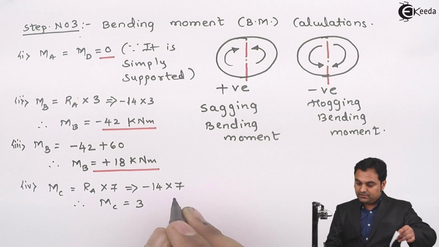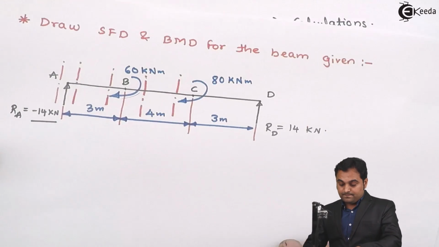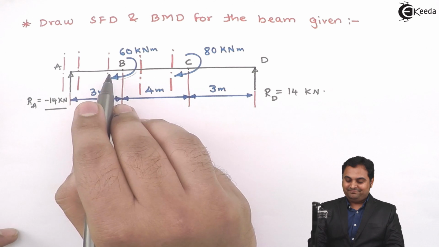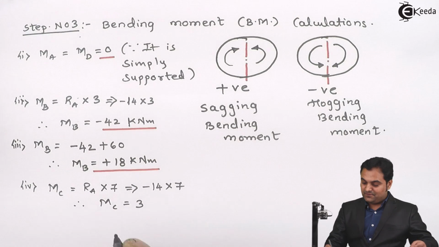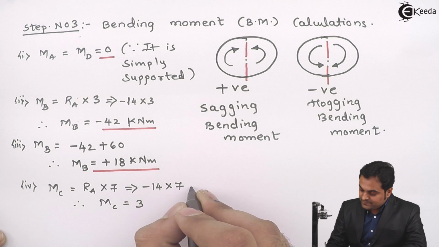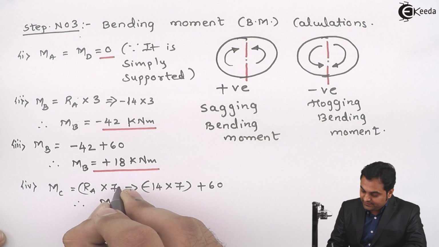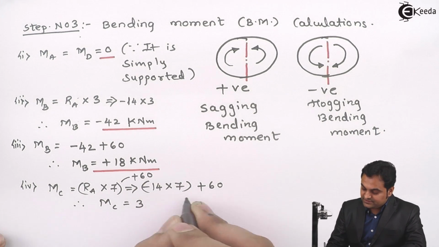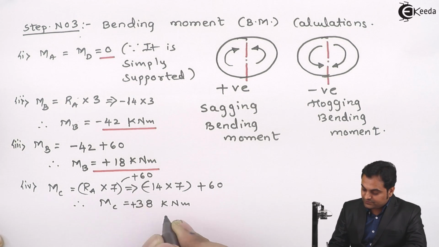When I calculate this, here we have minus 14 into 7. At the same time, there is one more thing here. When I am calculating the moment at C, I have to even consider this moment also. So this is plus 60 because to the left of C this is a clockwise couple. So in this I will have to add RA into 7 plus 60 for the clockwise couple. So now this gives me the value as 38 kilonewton meter, which is positive.